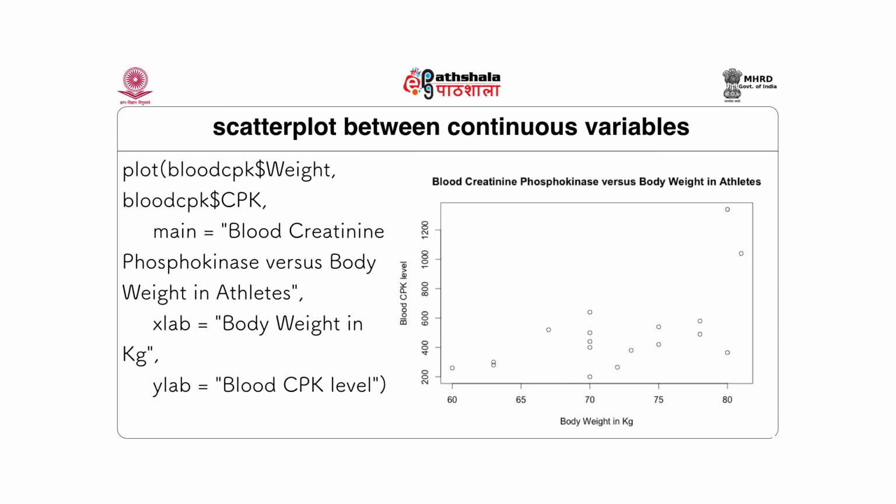And this scatter plot is going to show you that there seems to be a rise in the CPK with body weight. So the heavier the athlete is, the more will be the output of creatine phosphokinase, that is, a muscle metabolite. Reasonable. So outcome is continuous, explanatory variable is continuous. You can use a scatter plot or you could use a correlation analysis.